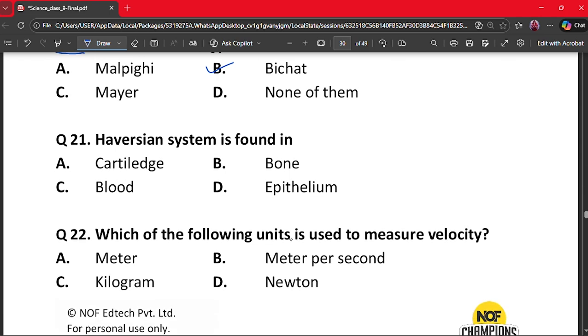Question number 21. Haversian system is found in A. Cartilage, B. Bone, C. Blood, and D. Epithelium. The correct answer is bone, because the Haversian system is a structural unit found in compact bone, and it contains blood vessels and nerves supplying bone tissue. Hence it is found in bone.